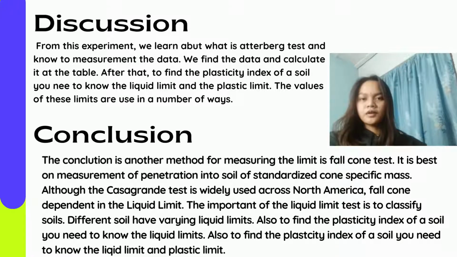Next, I will talk about the conclusions of the Atterberg limit. The conclusion is that another method for measuring the limits is the fall cone test. It is based on measurement of penetration into soil of a standardized cone of specific mass. Although the Casagrande test is widely used across North America, the fall cone is dependable for the liquid limit.